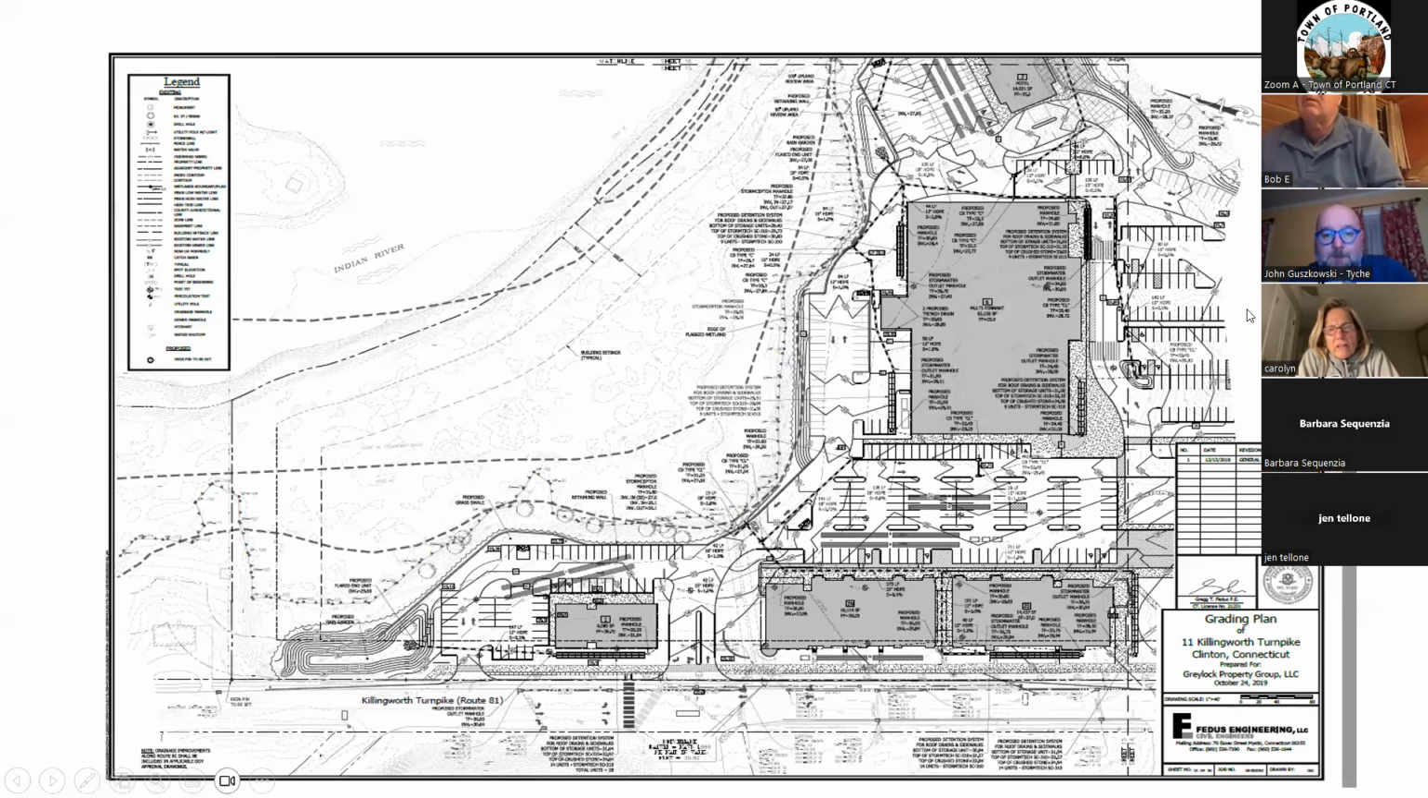Is it a 40 scale? If you can barely pick that out right here, you see the scale. This is drawn at a 40 scale. There's a legend up here that tells us what all these things are. So the little flag lines that I showed you with the wetlands, those are the wetland flags that are shown there.